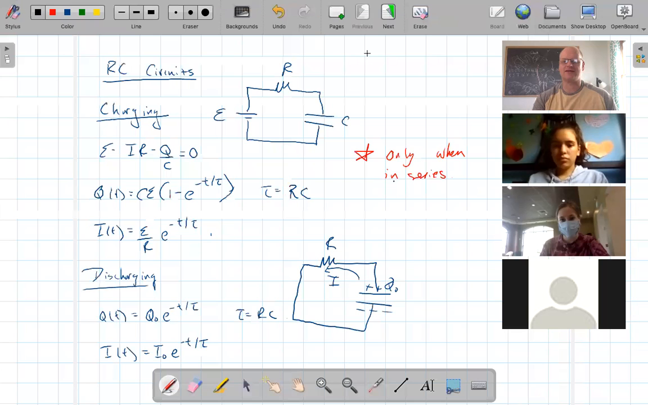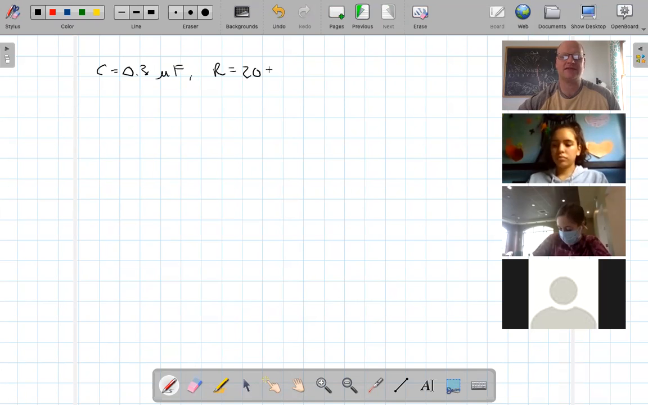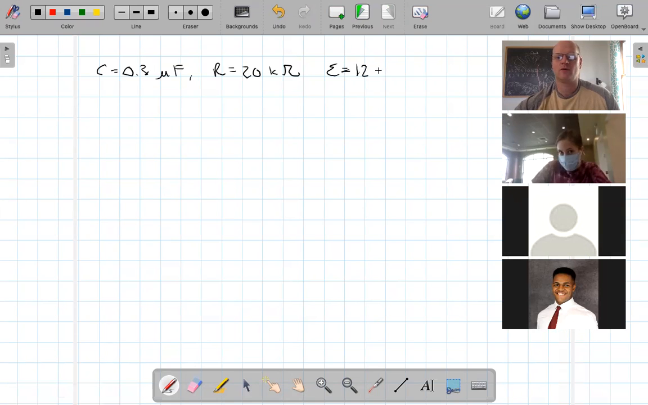So let's look at those things. Again, we know that our capacitance is 0.3 microfarads. We know the resistance was 20 kilo ohms, and our EMF was 12 volts of potential.